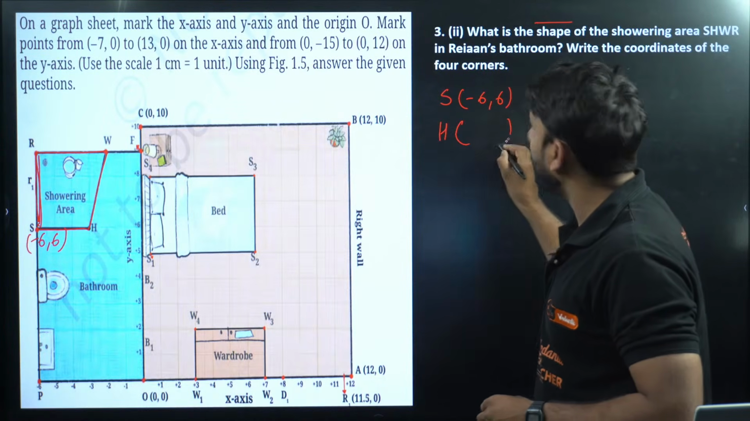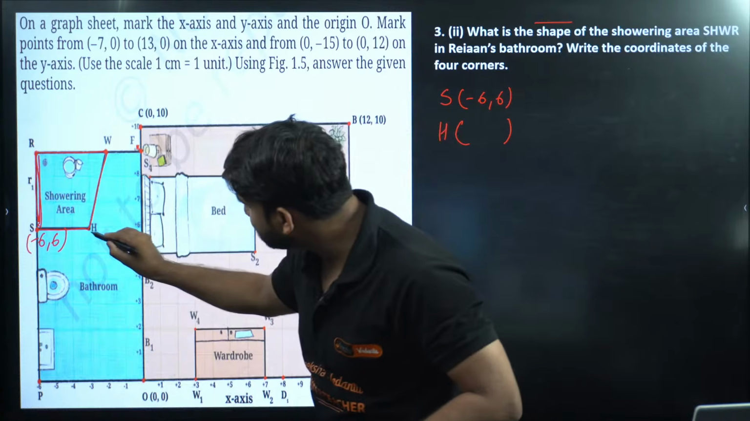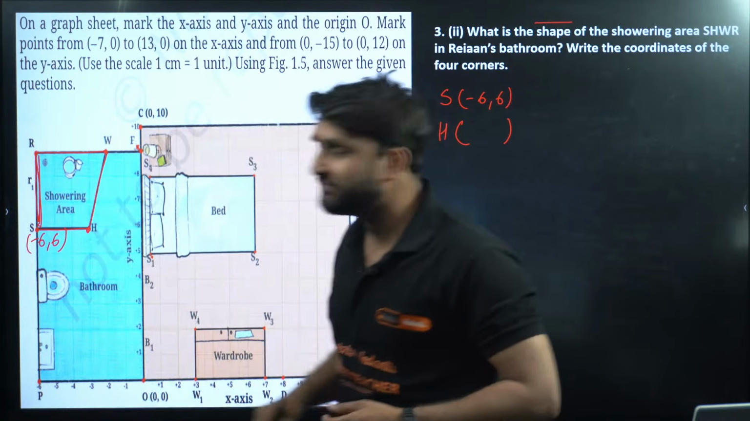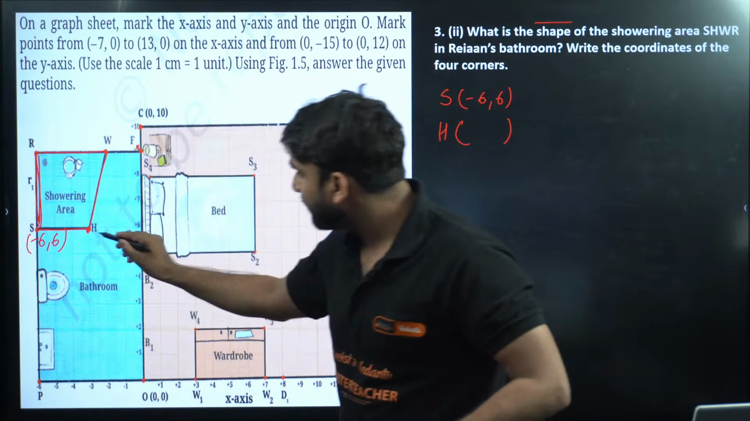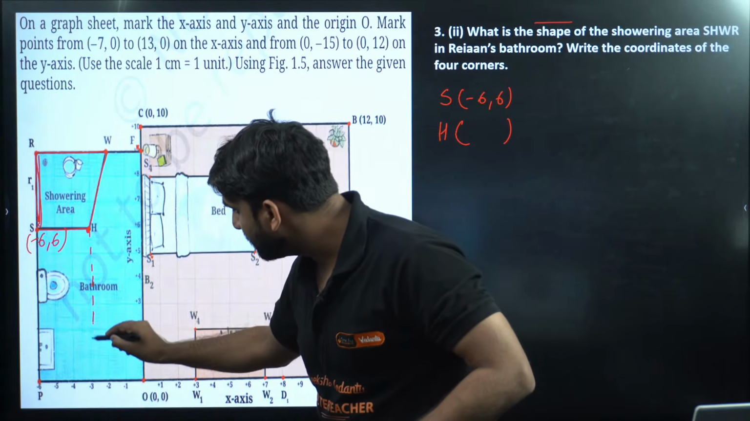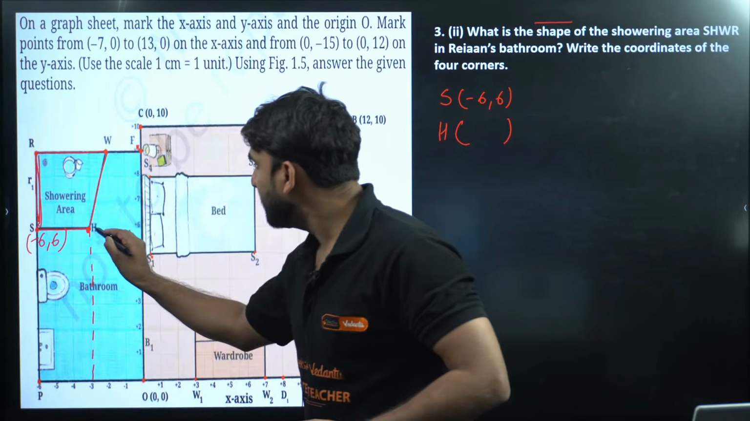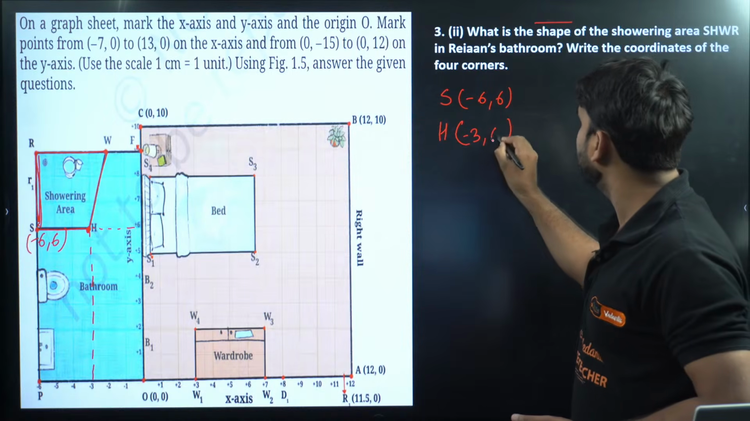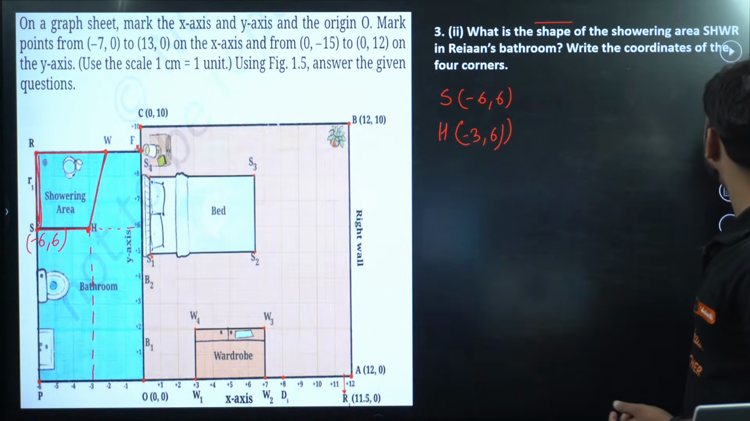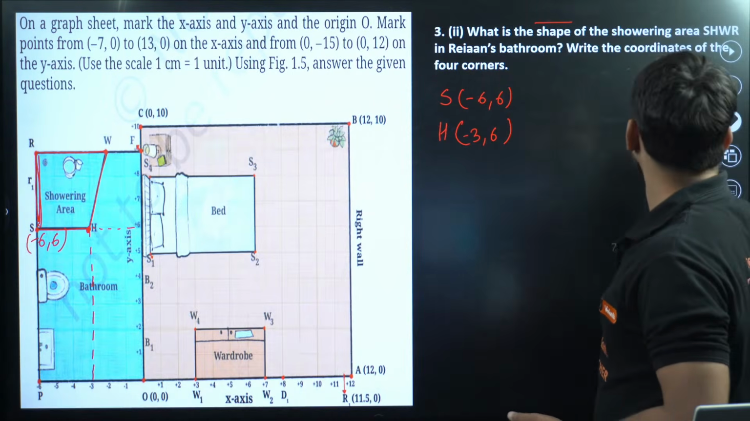Now moving to H. What will be H coordinate? Where is H? This is H. Again, this will be in second quadrant. H is also in second quadrant. So for H, the x coordinate will be this, can you see? Minus 3, and the y coordinate will be plus 6. So this is minus 3, 6.